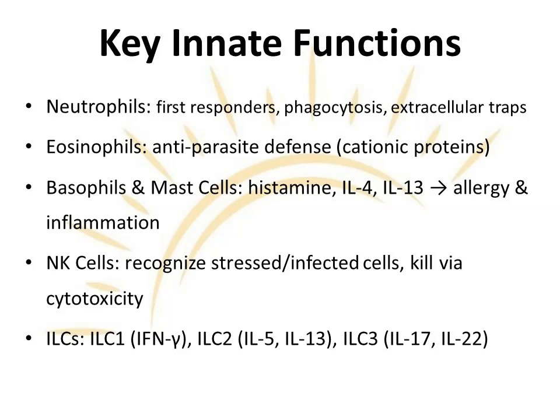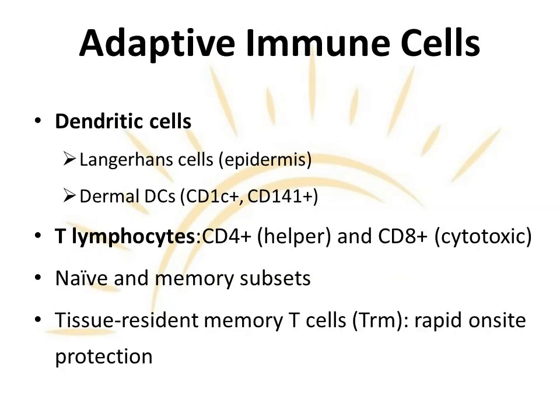Key innate functions. Neutrophils are the first responders, performing phagocytosis and forming extracellular traps. Eosinophils provide anti-parasite defense by cationic proteins. Basophils and mast cells release histamine, IL-4, and IL-13 in allergy and inflammation. NK cells recognize stressed or infected cells and kill via cytotoxicity. Innate lymphoid cells, ILCs, are the cytokine producers.